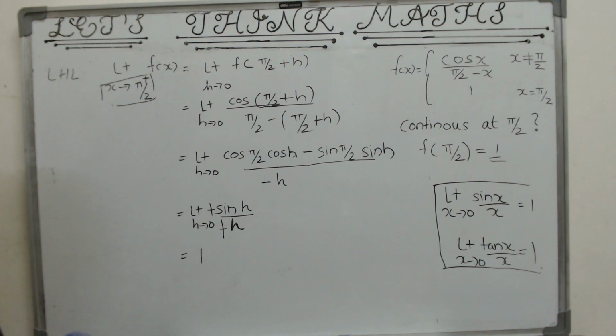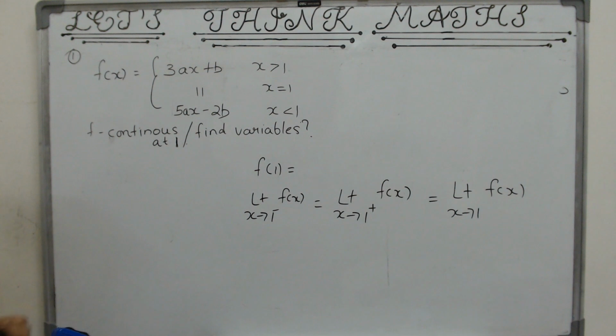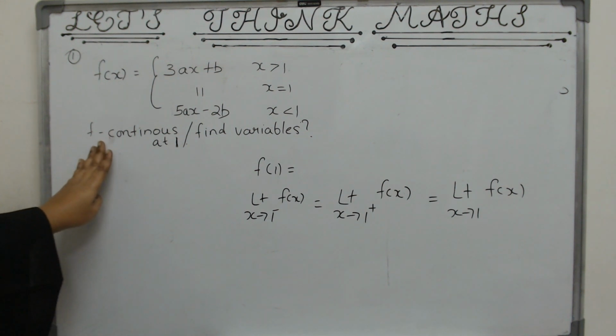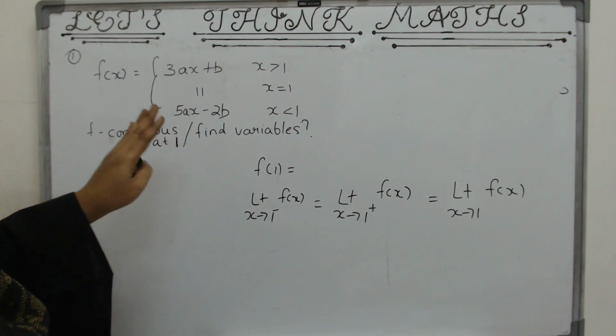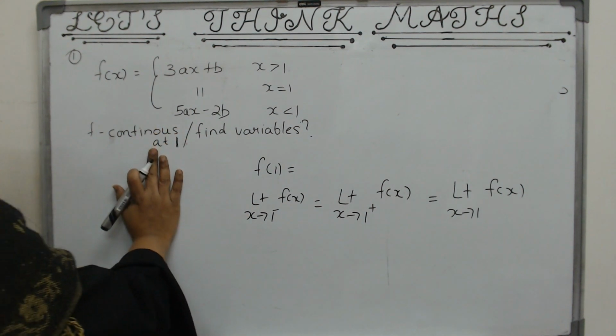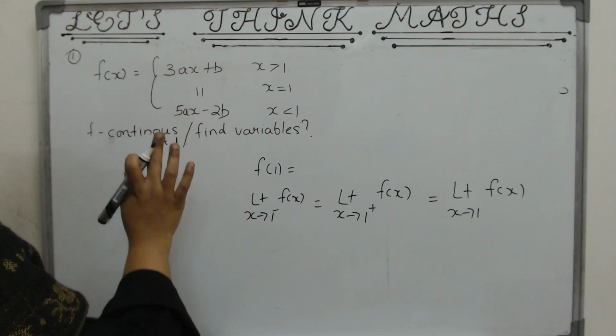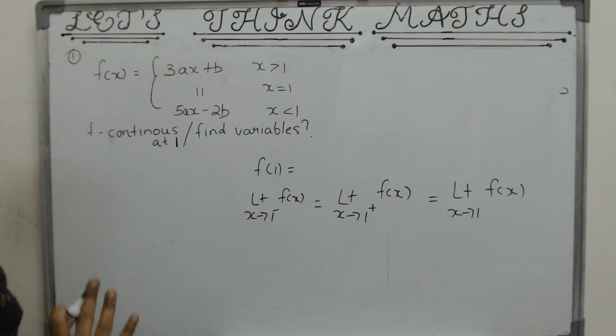So what do you have? f(x) is continuous at pi by 2. This is our first question. What is given? It is given that f is continuous at 1. So to make f continuous at 1, what should be the values of a and b? That is what we have to find out.